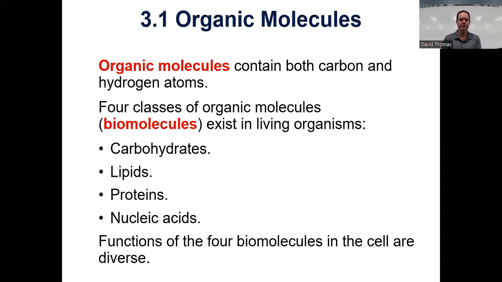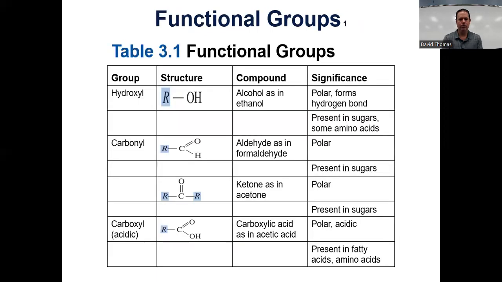Again, we're going to be talking about 4 main groups that are organic. A lot of times you see these called biomolecules, because they're the molecules that make up a lot of the biomass of living organisms: carbohydrates, lipids, proteins, nucleic acids. So we'll go through that.